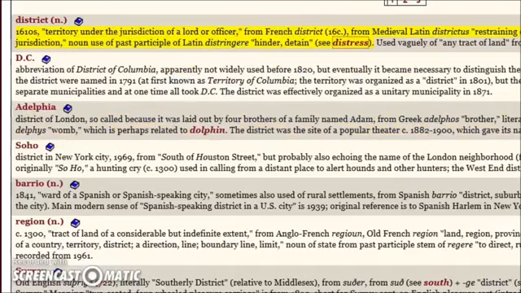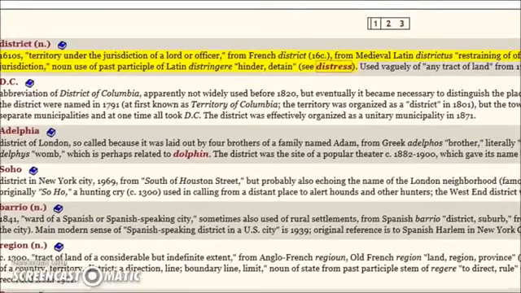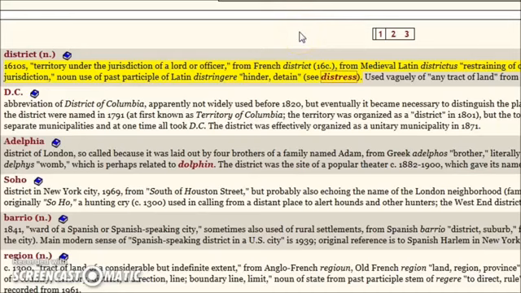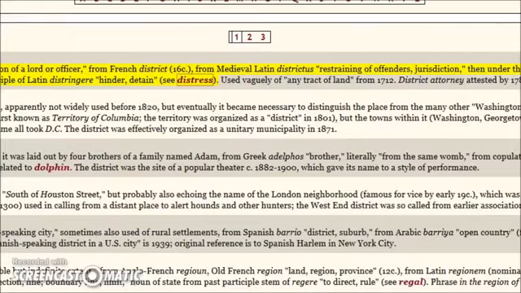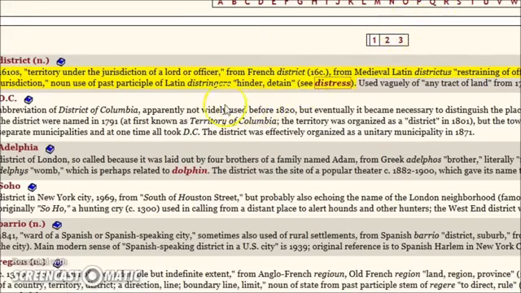And when you say district, like district attorney, a district is a member of something greater. So the District of Columbia is a member of something greater than itself. So here we see district is territory under jurisdiction, whose business of a lord or officer. From medieval Latin districtus, restraining of offenders, jurisdiction. Then under the feudal system, the area of jurisdiction, noun use of past participle of Latin distringere, means to hinder and detain, see distress. So to hinder, detain, and distress a dove.